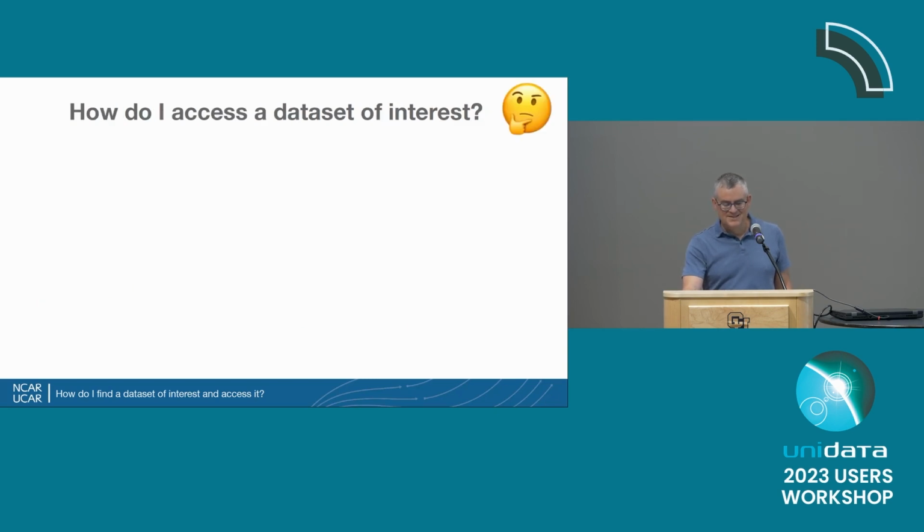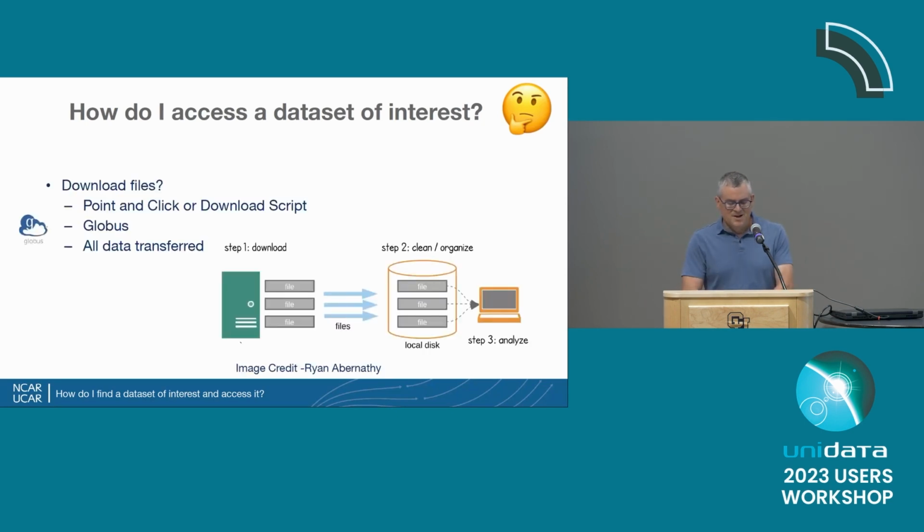Now, how do I access a data set of interest? I'm going to go pretty high level with this one because the experts are here that are discussing this, using the various Python tools and capabilities that are out there. But we have kind of the legacy model, as a repository that RDA has supported historically and other places such as Nomads have supported. So this is where you point and click or download files via script.